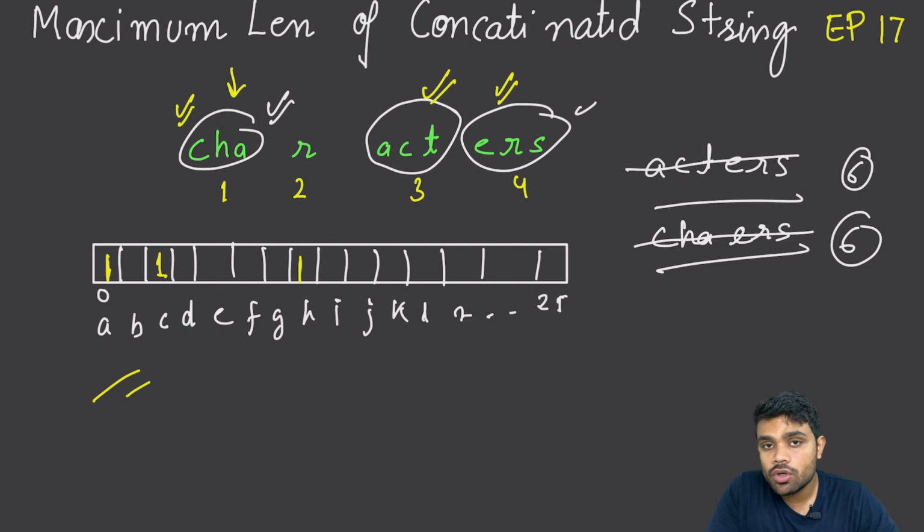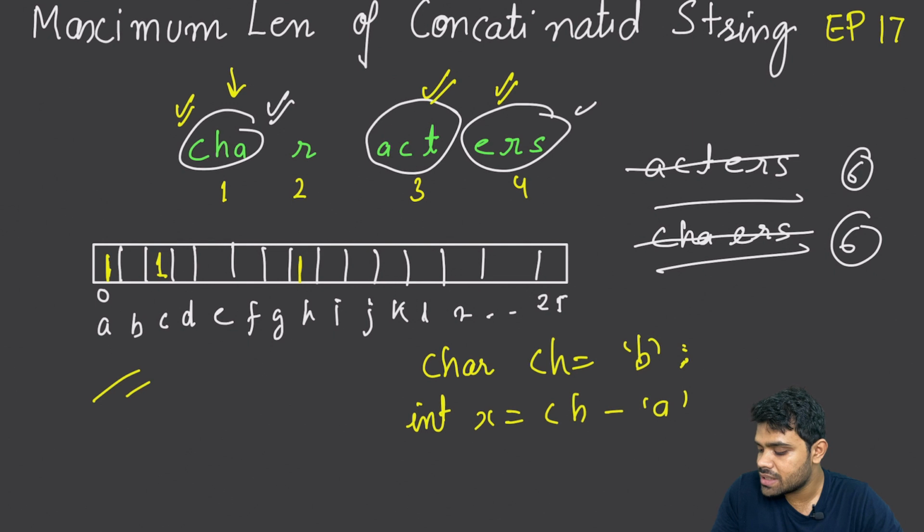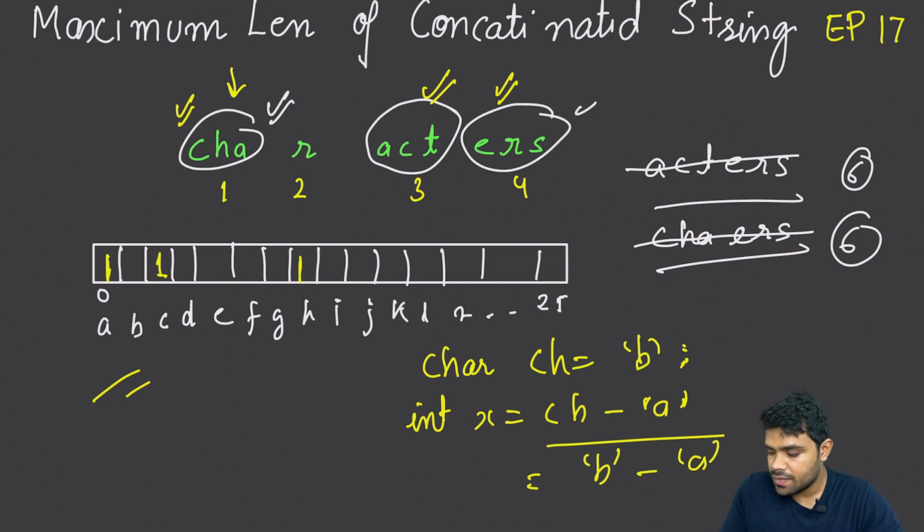One more thing, this could be simply obtained like this. Let's say we have a char ch is equal to B. And if I do int x is equal to ch minus A, this will be equal to B minus A. There must be some ASCII value of B and some ASCII value of A. If you are not aware of the ASCII value, you can just search it. I'm not sure what the ASCII value of B is, but the ASCII values of A and B have a difference of 1 only. So this will give me 1.